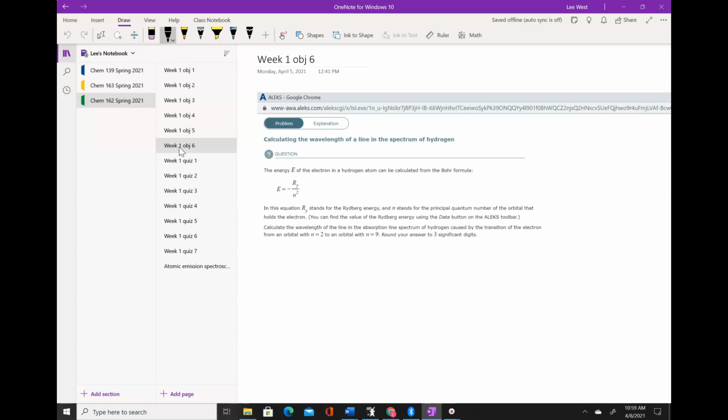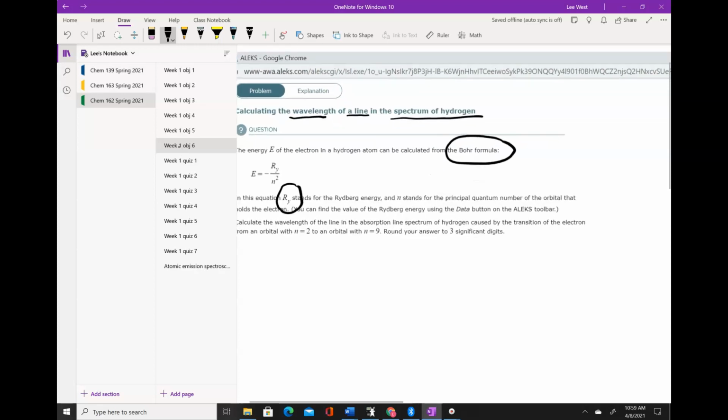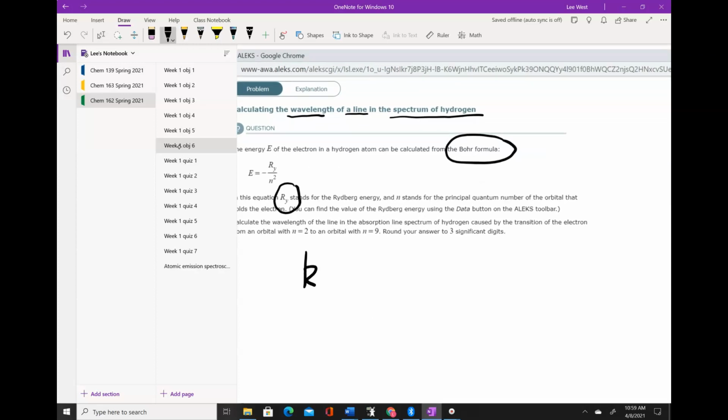All right, I only got one more example objective. This is calculating the wavelength of a line in the spectrum of hydrogen. Now, it gives you the Bohr formula, all right? So it really wants you to use the Bohr formula. Now, they give the Rydberg energy the symbol uppercase R with the subscript Y. Your book uses K, all right? So just don't get confused by that.